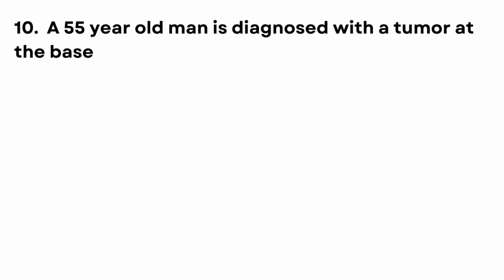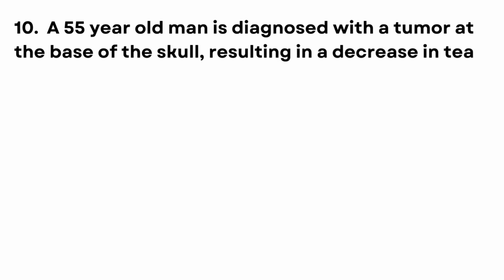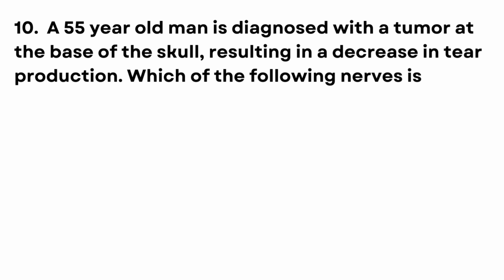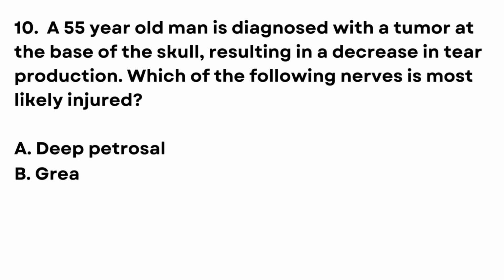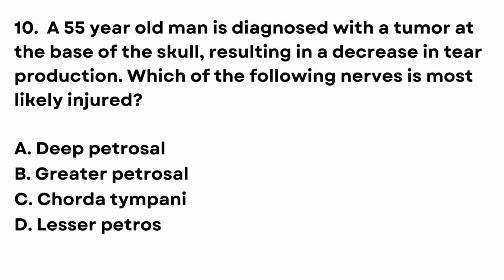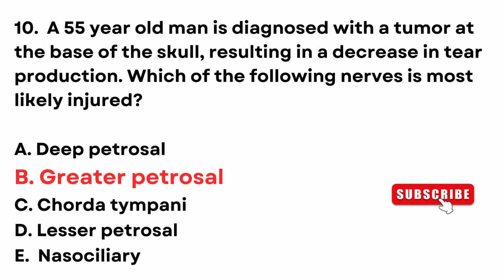10. A 55-year-old man is diagnosed with a tumor at the base of the skull, resulting in a decrease in tear production. Which of the following nerves is most likely injured? A. Deep petrosal. B. Greater petrosal. C. Chorda tympani. D. Lesser petrosal. E. Nasociliary. The answer is B. Greater petrosal.